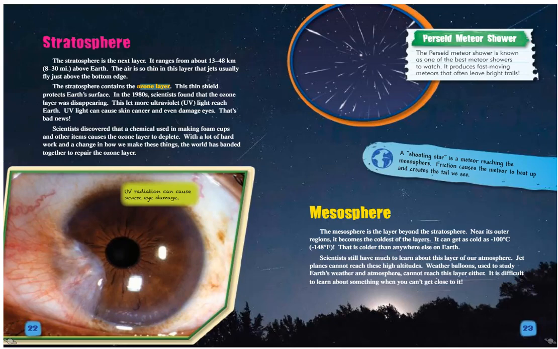In the 1980s, scientists found that the ozone layer was disappearing. This let more ultraviolet, or UV light, reach the Earth. That being radiation from the sun. UV light can cause skin cancer and even damage eyes.